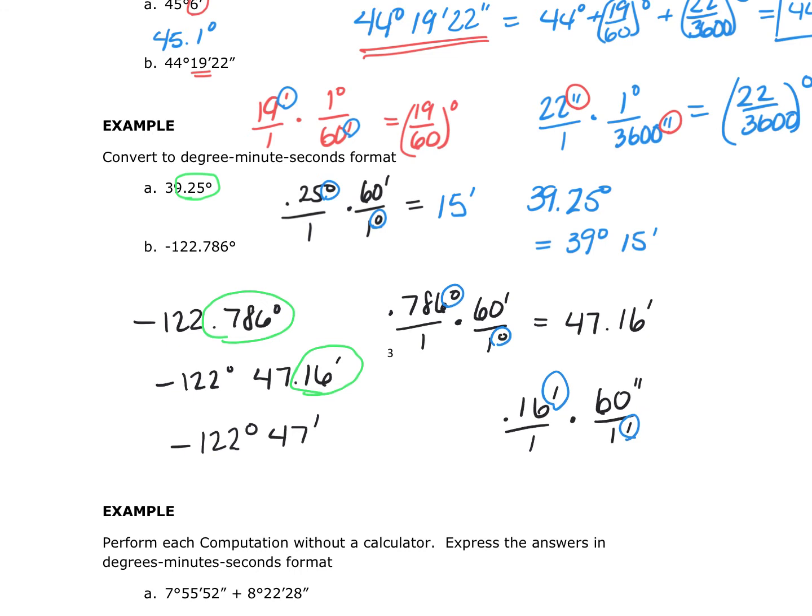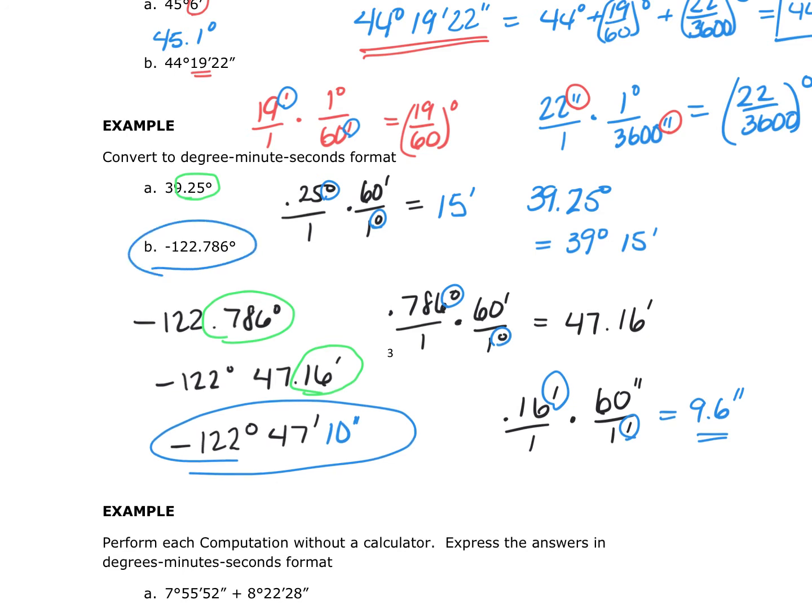And this will allow these units to cancel. I'm going to get my calculator out again, and I'm going to do 0.16 times 60. And I get 9.6 seconds. At this point I usually round, but I may leave it as 9.6 seconds. In this case, I'm going to go ahead and round to the nearest integer, which is 10 seconds. And there is what a negative 122.786 degrees is in terms of degrees, minutes, and seconds.